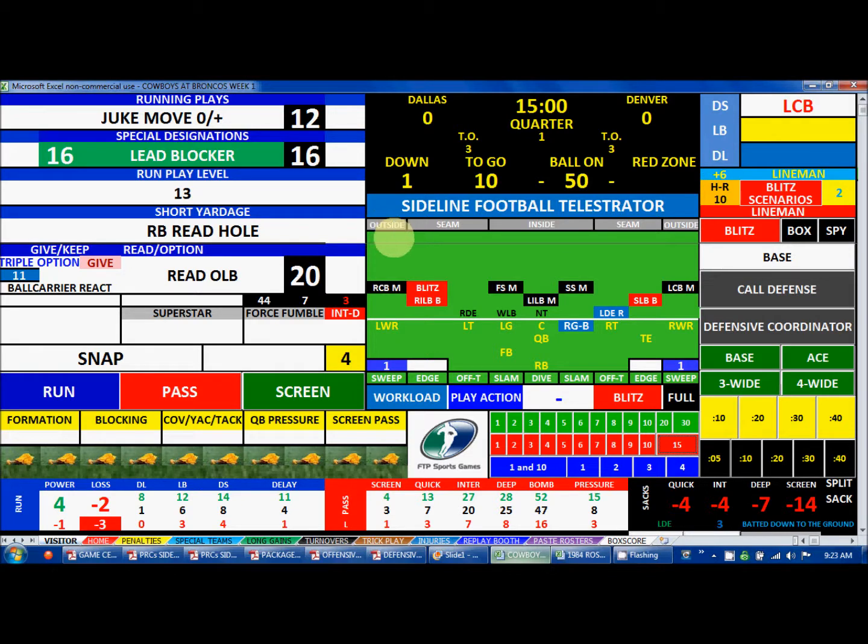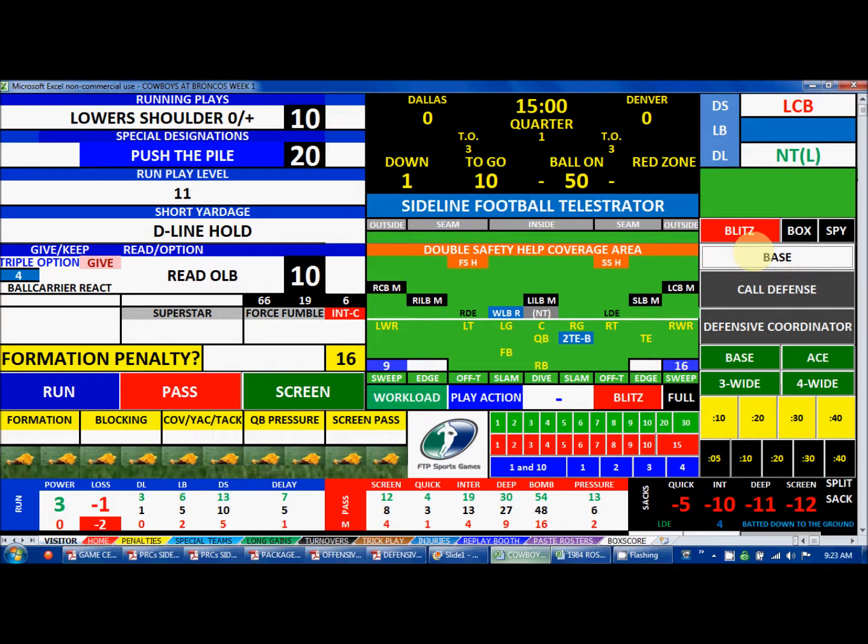We see the telestrator. The telestrator contains all of the information pertaining to who is on the field, what type of offense the offense is currently in, and the defense that matches it. So right now we see that the offense is in a base formation, where you've got a fullback, running back, tight end, and the left and right wide receivers. The defense automatically matches that formation with their set. So they're in a base defense.